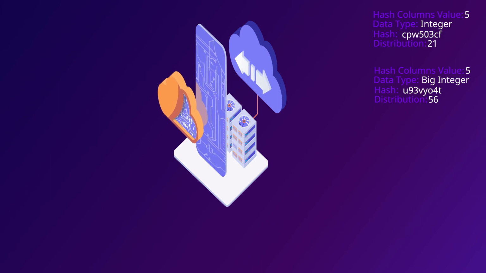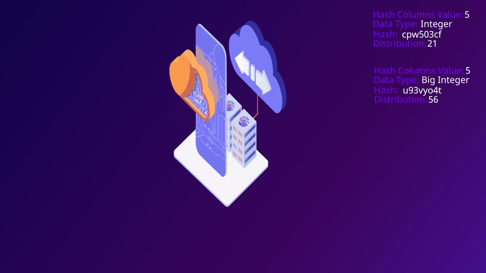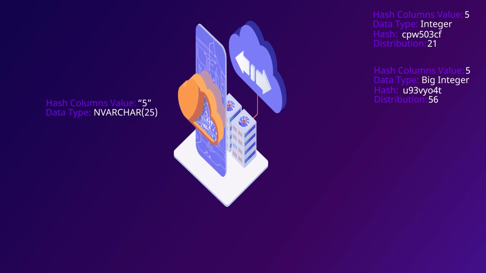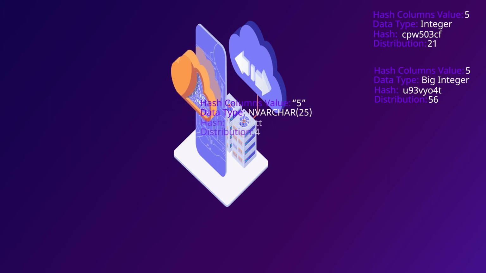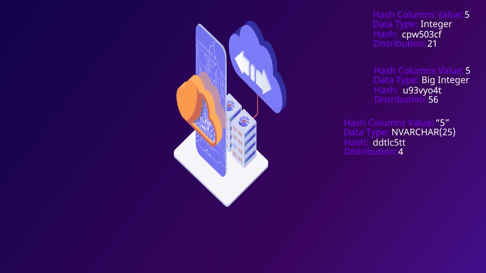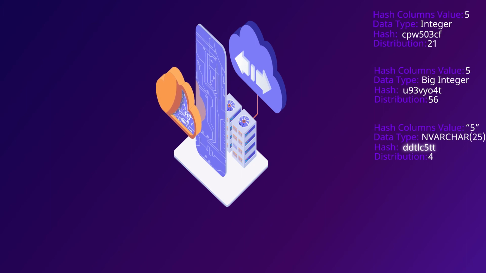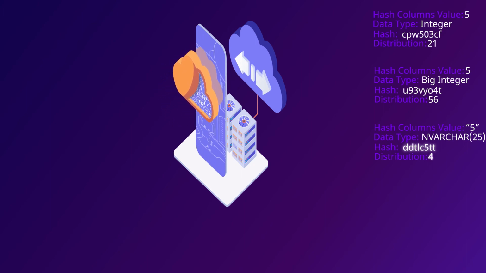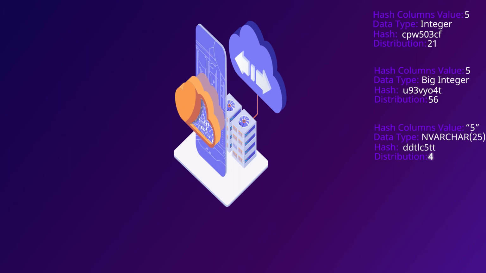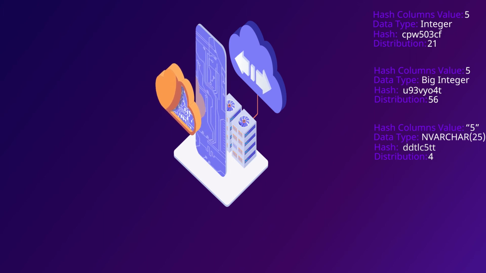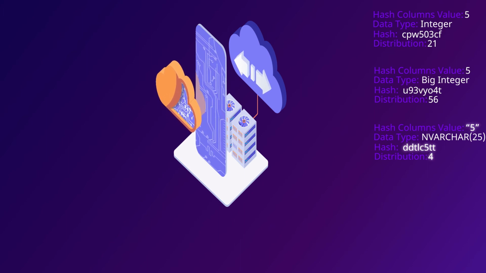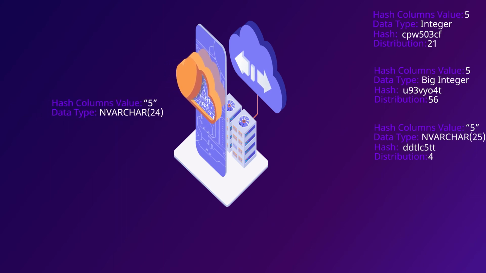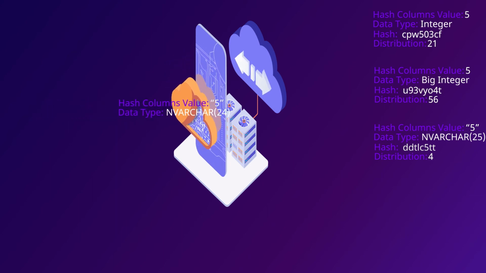So let's send a varchar of the size of 25 through the hashing mechanism. It's also got a value of 5, so let's see what happens in the hashing function. We'll send it through, and we see that it has a hash of DDTLC5TT and a distribution of 4. Once again, this will always be the hash and the distribution that a varchar 25 will go to with a value of 5. Now let's send a varchar with the size of 24 with a value of 5 through the hashing mechanism.